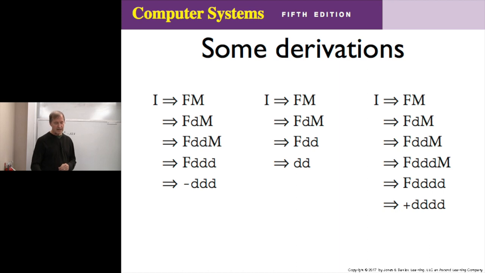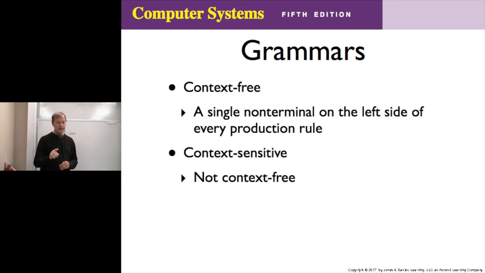So there is a single non-terminal on the left-hand side of every production rule in that grammar. That means that grammar is context-free. That's what it means for a grammar to be context-free: for every production rule, there's a single non-terminal on the left-hand side of every production rule. Okay? So that was an example of a context-free grammar.